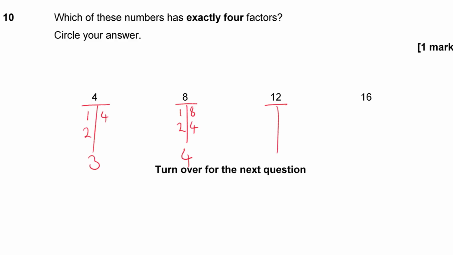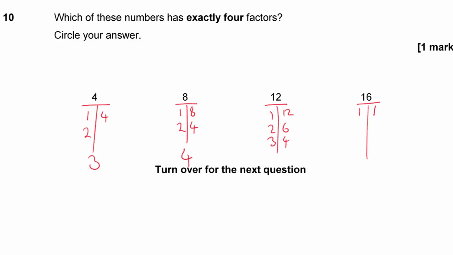12, that's 1 and 12, 2 and 6, 3 and 4. Now notice in this technique I'm starting at both ends, 1 and 12, and working down towards the middle, and then eventually I'm going to meet myself in the middle, and I know I've not missed any out that way. So I recommend you search for factors this way, in factor pairs.